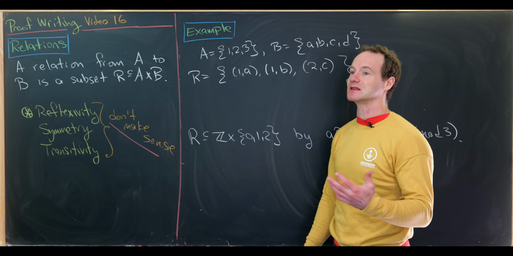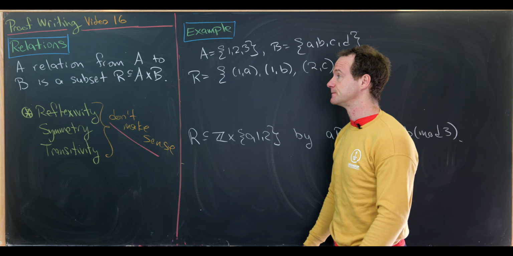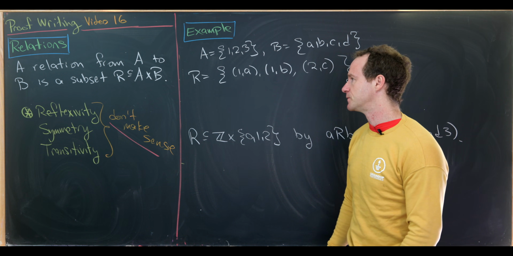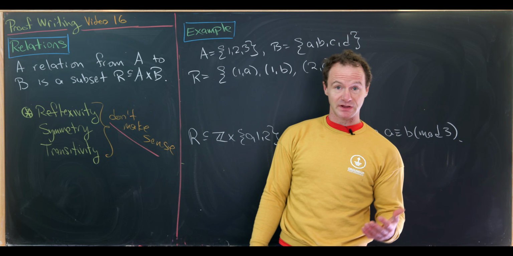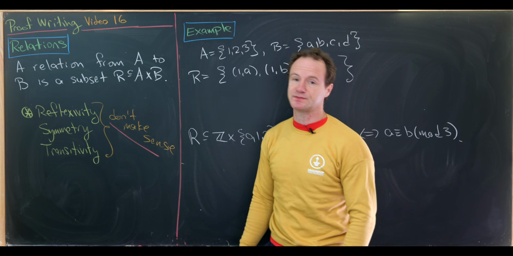We'll just pick up on it later when we talk about functions. So there's a little bit of a spoiler. A relation from a set A to a set B is simply a subset of A cross B.